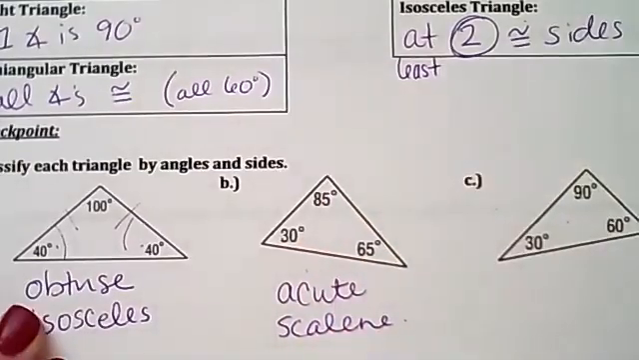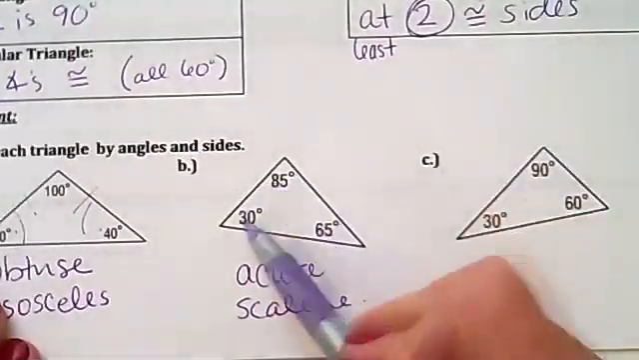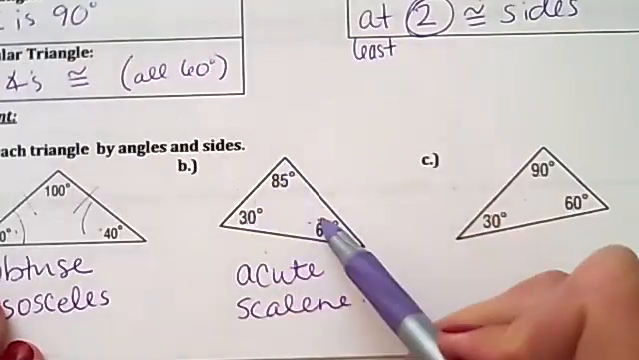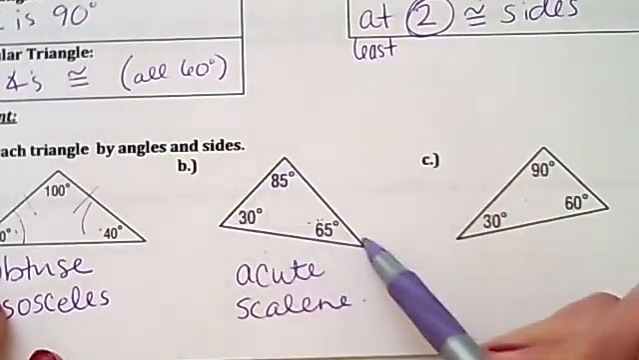So this is an acute scalene triangle because all three angles are less than 90 and all three angles are different, which makes all three sides different.